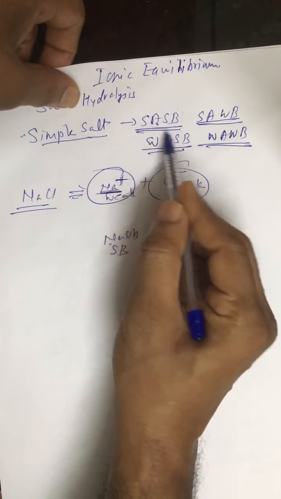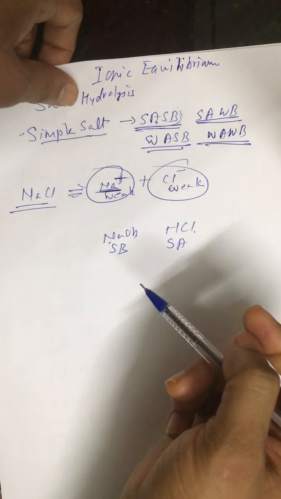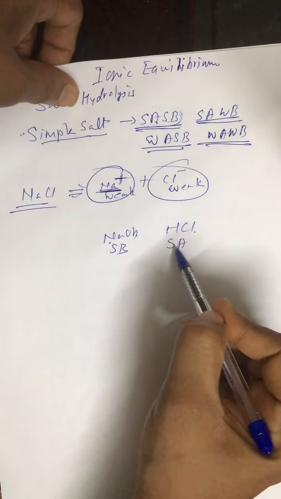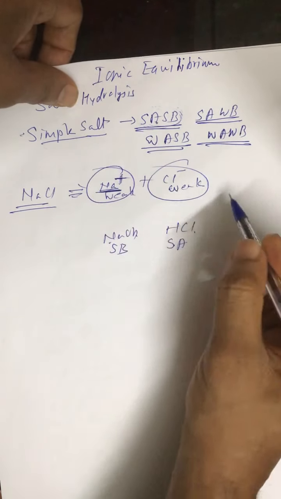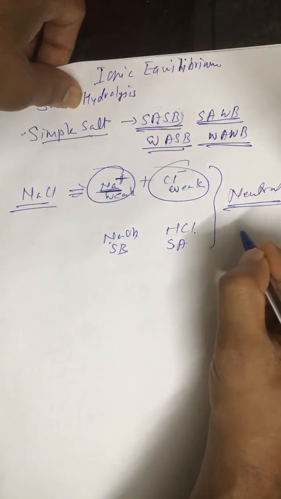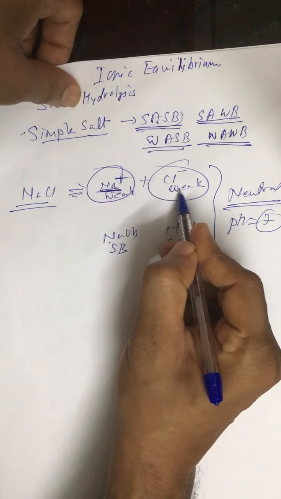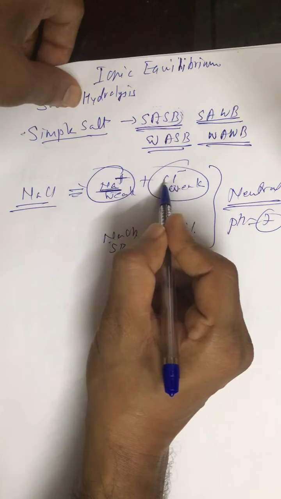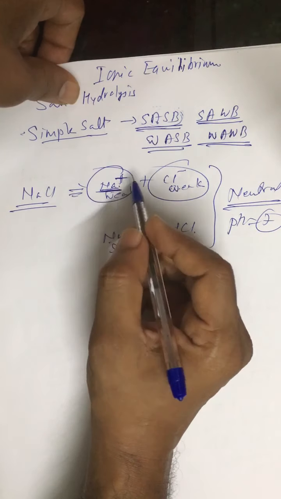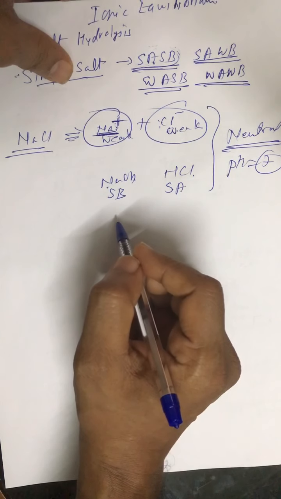So, for any strong acid, strong base salt, I already mentioned what strong acids and strong bases are. In the case of strong acid, strong base salts, the aqueous solution will be neutral, the pH will be 7, and there will be no hydrolysis. And what happens to Na positive and Cl negative? This question was also asked in examination. They are not hydrolyzed, they are simply hydrated.